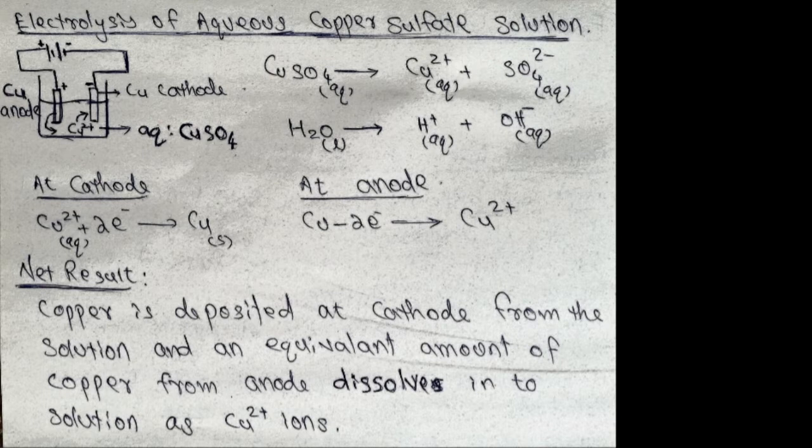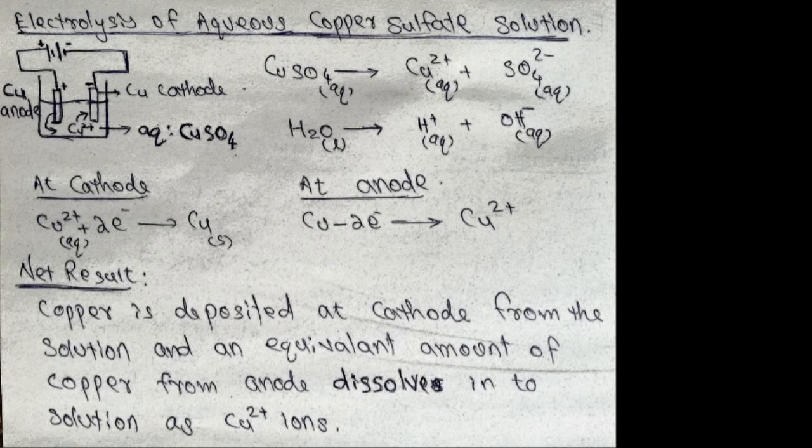So here we discussed there are two pairs of cations and anions. Okay, Cu2 plus and H plus. The E0 value of Cu2 plus is higher. That's why reduction of Cu2 plus will take place at cathode. Cu2 plus receives electrons and copper will be deposited at cathode. This is the reaction at cathode.